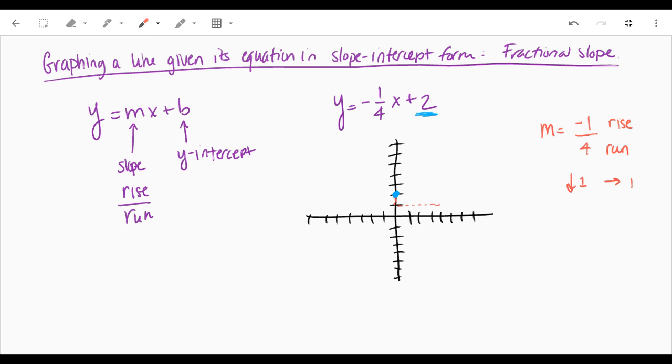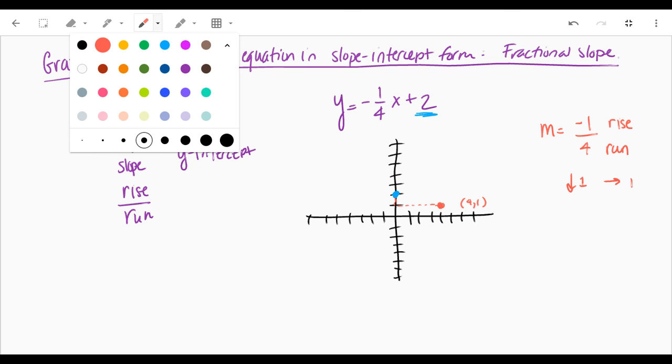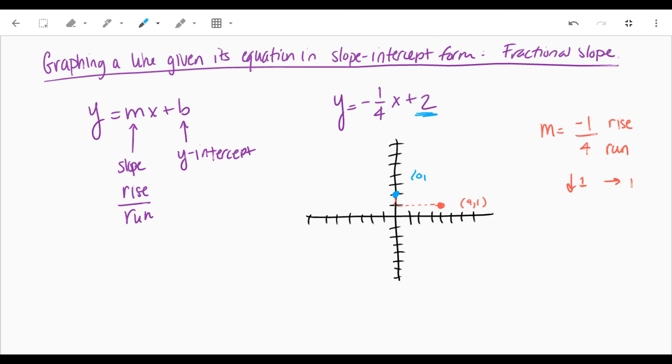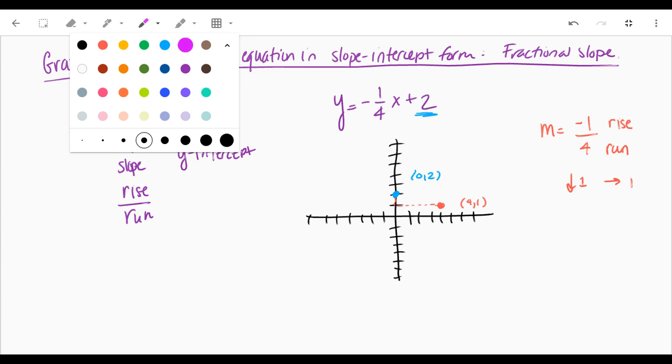1, 2, 3, 4. It will take me right there. Okay, and that would be the point 4, 1. Where that blue one is the point 0, 2. Okay, and 2 points is all I need to be able to draw my line then, so I can fill in my line.